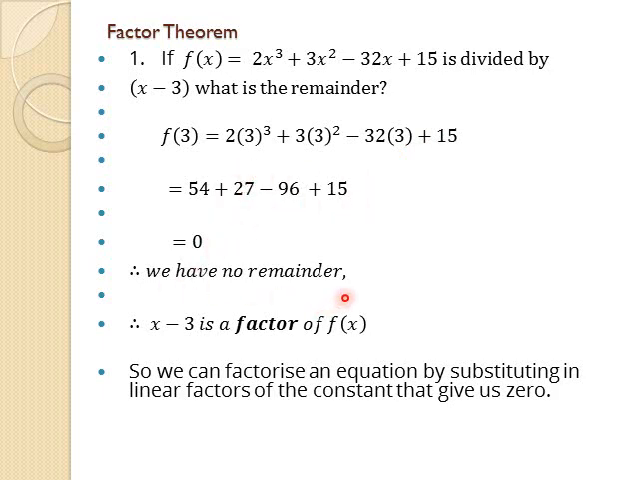So because we have no remainder, x minus 3 is considered to be a factor of f of x. We're going to need this so that we are able to factorize that further. We can factorize the equation by substituting what we refer to as linear factors, so the factors of the constant: plus minus 1, plus minus 3, plus minus 5, plus minus 15. In this case, positive 3 gave me 0. Right, let's look at some problems.